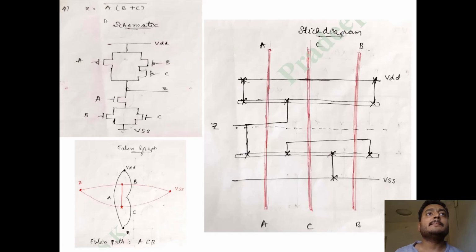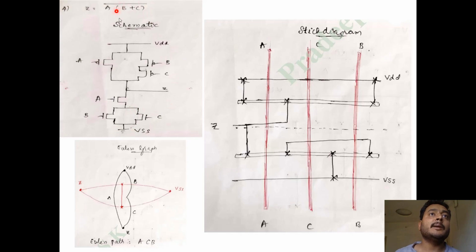Let's go for another example, A into B plus C. This is how we write this stick diagram. Schematic first. I will take B plus C. I told you for PMOS devices, if you have plus, it connects in series. For NMOS, B plus C means parallel. So this B plus C means I should write B and C in parallel. I'll just connect this one.